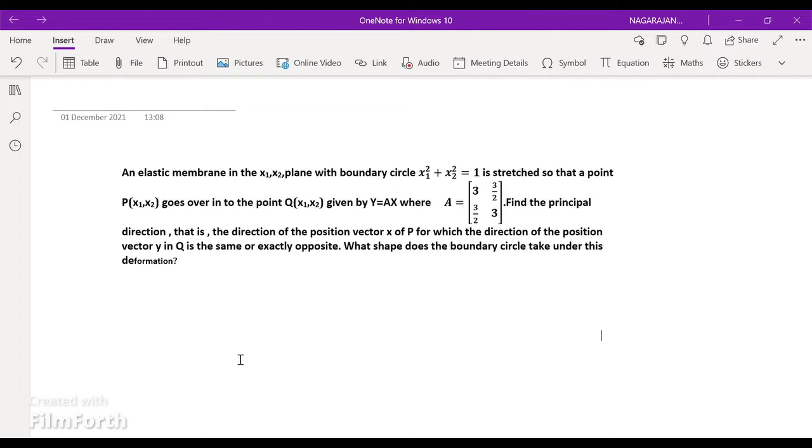Find the principal direction, that is the direction of the position vector x of P, for which the direction of the position vector y in Q is the same or exactly opposite. What shape does the boundary circle take under this deformation?